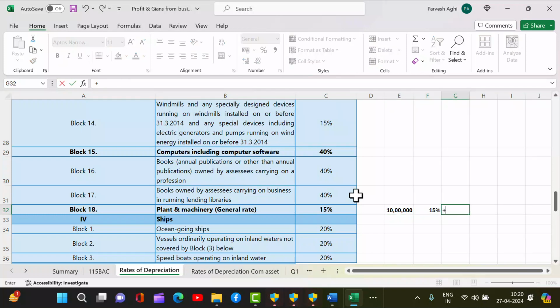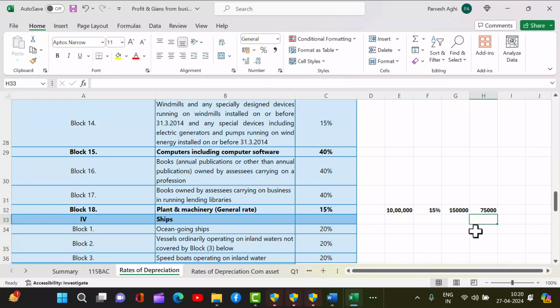Normally, if you have used it for more than 180 days, then you are entitled to a depreciation of 1,50,000. Otherwise, you will be charging depreciation of just half of it, 75,000. So if you have used the asset for less than 180 days, then the depreciation rate will be 50%. This will be only for the first year.